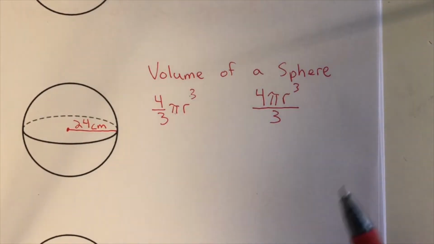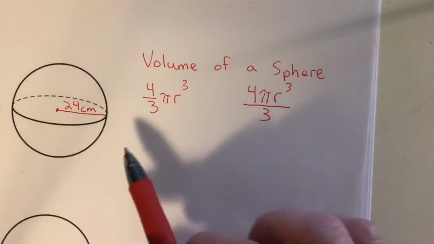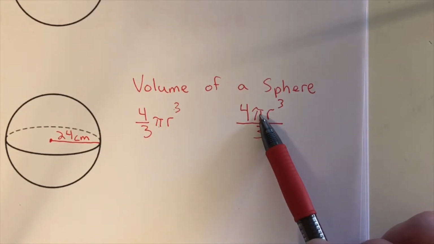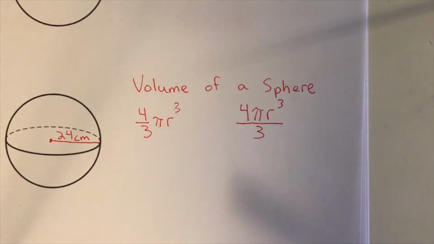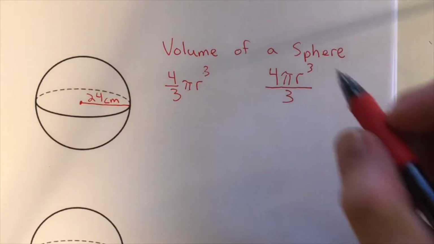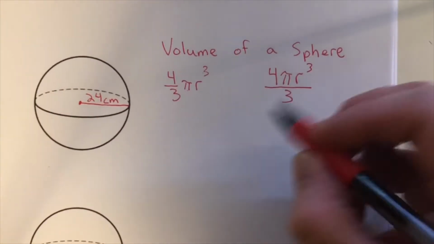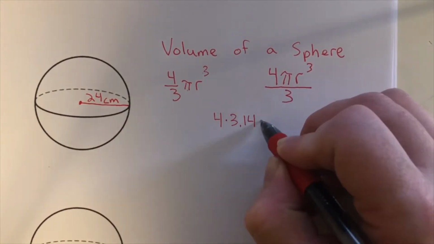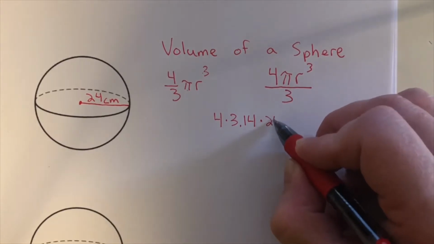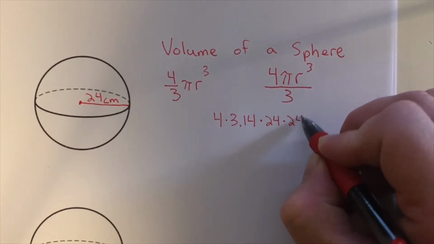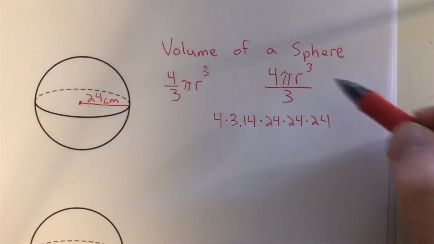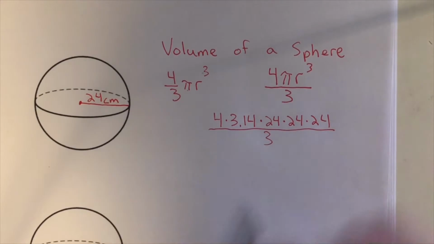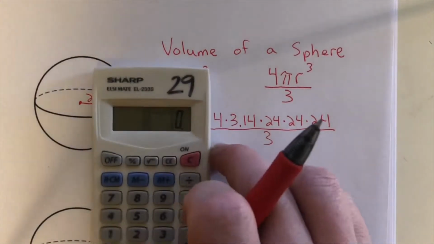24 centimeters. And then what I'm going to do is plug that 24 into my formula, because I already know that this is 4, this is 3.14, and I know that this is 3. So really I'm just going to rewrite this with my radius, this halfway across. I would take 4 times 3.14 times my radius, 24, but I have to multiply that 24 by itself 3 times, because that's what the power of 3 means. And I divide all of that by 3. So on my calculator, I'm going to go ahead and do that.